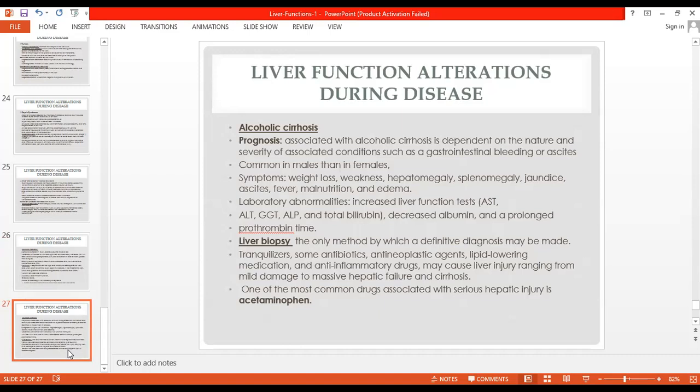Other drugs, including tranquilizers, some antibiotics, antineoplastic agents, lipid-lowering medication, and anti-inflammatory drugs, may cause a liver injury ranging from mild damage to massive hepatic failure and cirrhosis. One of the most common drugs associated with serious hepatic injury is acetaminophen. When acetaminophen is taken in massive doses, it is virtually certain to produce fatal hepatic necrosis unless rapid treatment is initiated.